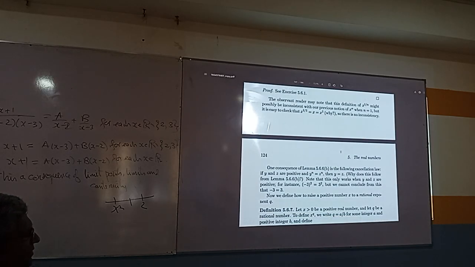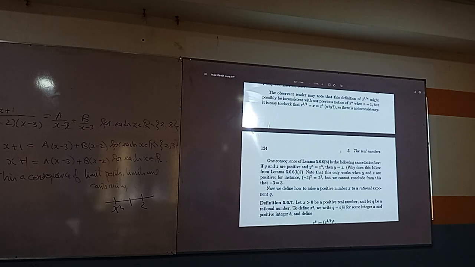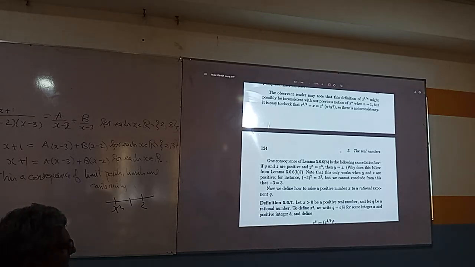One consequence of lemma 5.6.6 is the following cancellation rule. If y and z are positive numbers and y to the n is equal to z to the n, then y equals z. Why does this follow from lemma 5.6.b? We did not do it, so cannot reply, but it must be positive. Otherwise it's not going to work. Note that this only works when y and z are positive. Oh, it is written here. For instance, minus 3 squared is equal to 3 squared, but we cannot conclude from this that minus 3 is equal to 3.